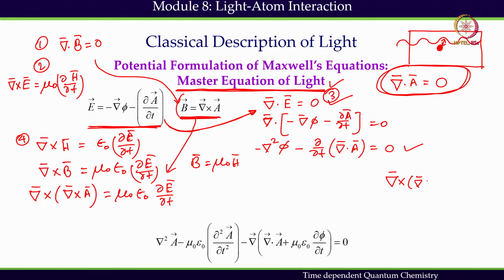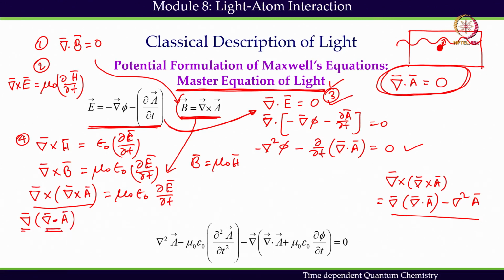This cross product, curl of curl of A, is nothing but the gradient of the divergence of A minus the del square operator acting on A. So, this cross product can be represented in terms of this. This dot product is a scalar quantity, and when the del operator acts on a scalar quantity, it is called gradient. So, I have the gradient of this dot product minus del square operator acting on A. This is the equation I get, equal to mu naught epsilon naught dE/dt.